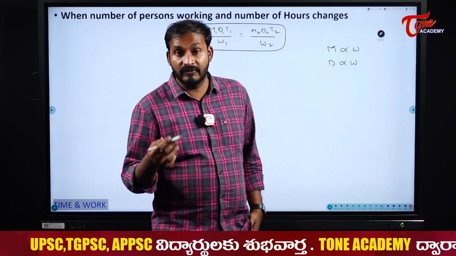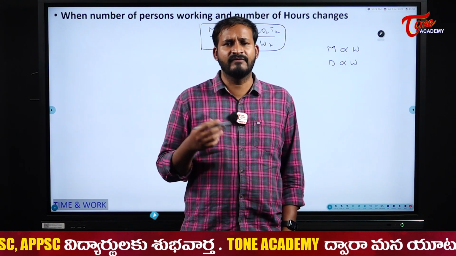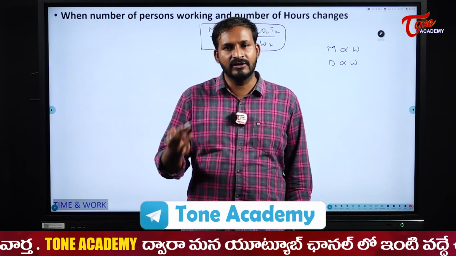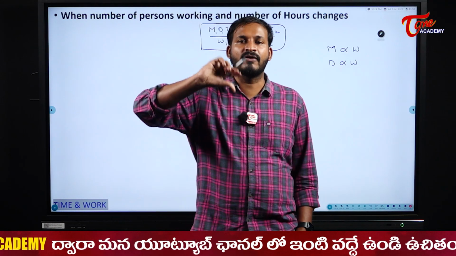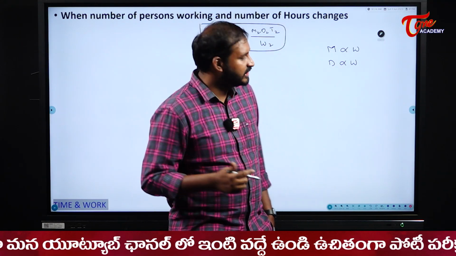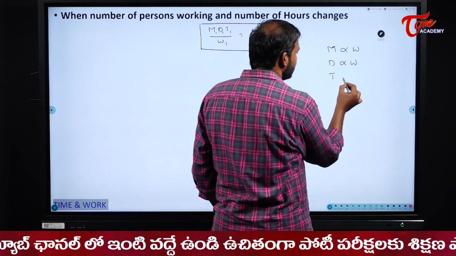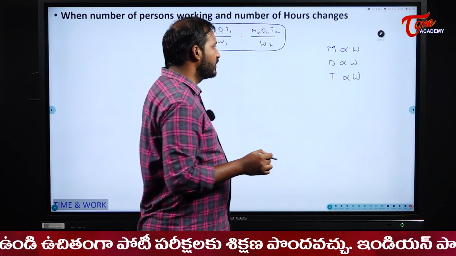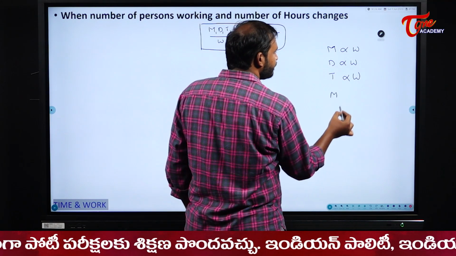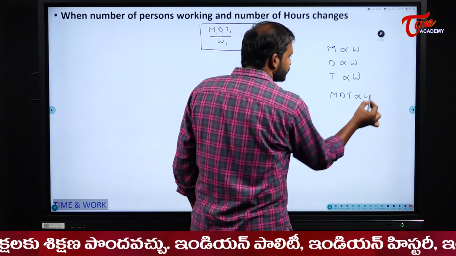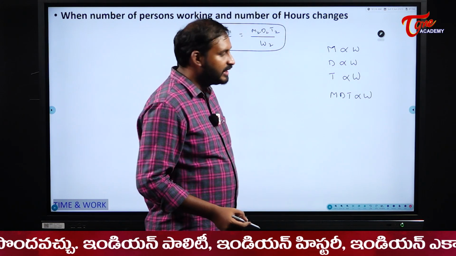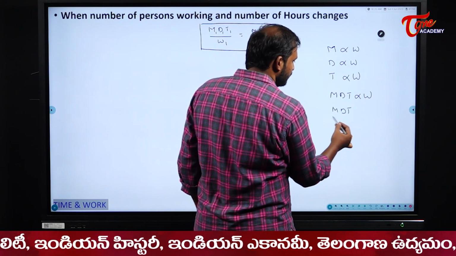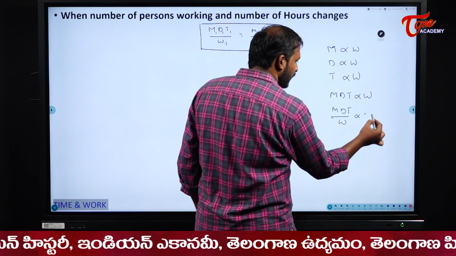Next, how many hours a day? For example, if I work 10 hours a day, I can do more work. If I work just 8 hours a day, I can do less work, right? That means the number of hours which we are working in a day also is directly proportional to work. Here that one is called as a time. Time means hours. Okay. So from these three, what I can write? M, D, T is directly proportional to W. Okay. Number of men working for days. Now from this, M, D, T by W is directly proportional to 1.